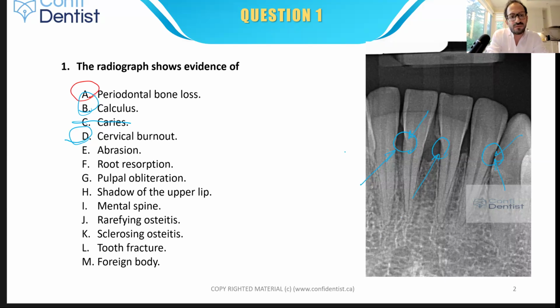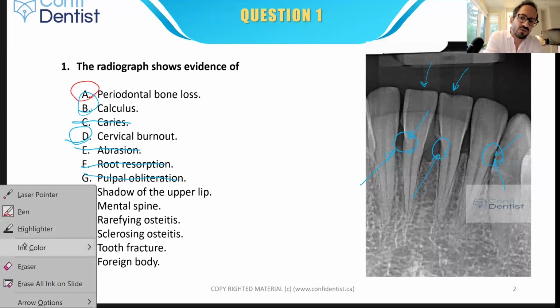The other option that I have is abrasion. These can be abrasion, but they can also be attrition. So since I cannot make sure which one they are, I don't select. Root resorption, I don't see any. Pulpal obliteration, which means the complete absence of the pulp space, we don't have any. Shadow of the upper lip. So do we have shadow of the upper lip, guys? Do you see shadow of the upper lip here?